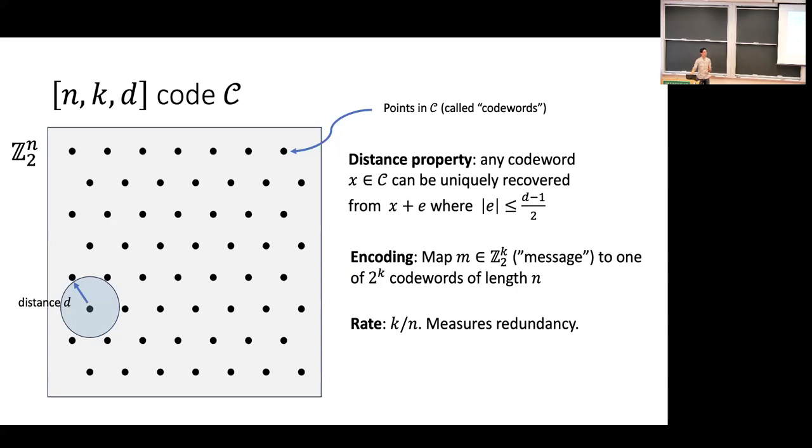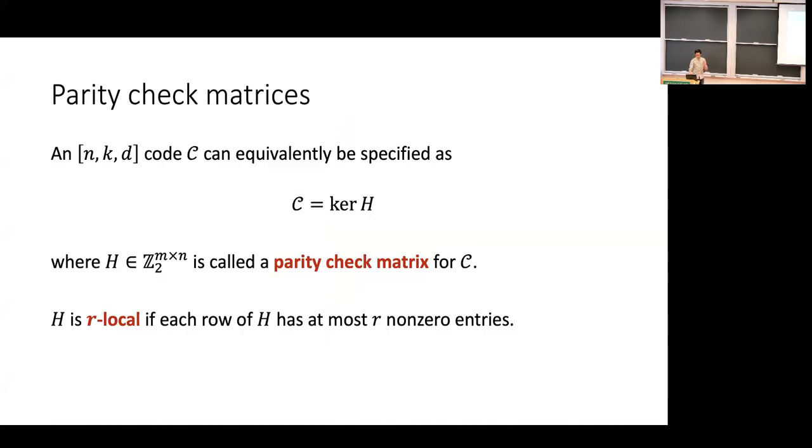And the whole quest of coding theory is to try to design codes with as high a distance and as high a rate as possible. And there's a trade-off between them. They come in tension, right?